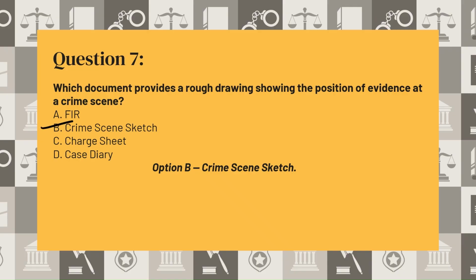Now, many students ask, if we already have photographs, why do we even need a sketch? Because the sketch can clearly show you the measurements, the distances, the orientation and the exact location of the evidence, details that photographs alone may not convey. That's why both photographs and sketches are essential parts of crime scene documentation.